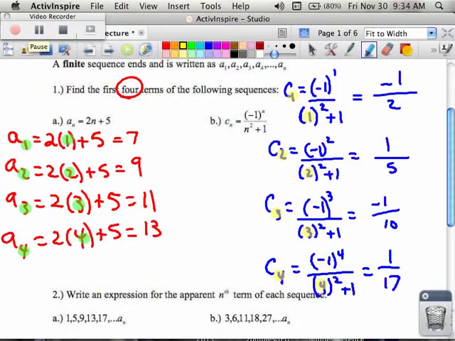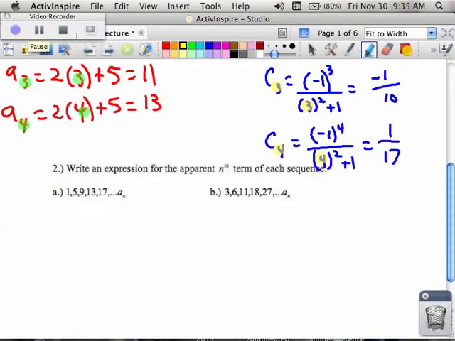Okay, and so part B works exactly the same as part A. The numbers that I'm plugging in are each of those numbers, the first, the second, the third, the fourth, which means the numbers 1, 2, 3, and 4. And so you can see in the yellow highlight all those numbers that were being plugged in. So my first 4 terms would be negative 1/2, positive 1/5, negative 1/10, and positive 1/17. Questions on A or B?